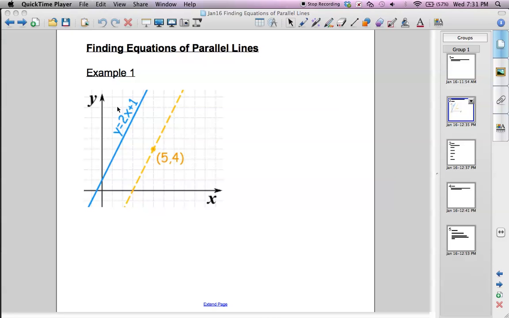Hello, this is Mr. Collier, and today we're finding equations of parallel lines.